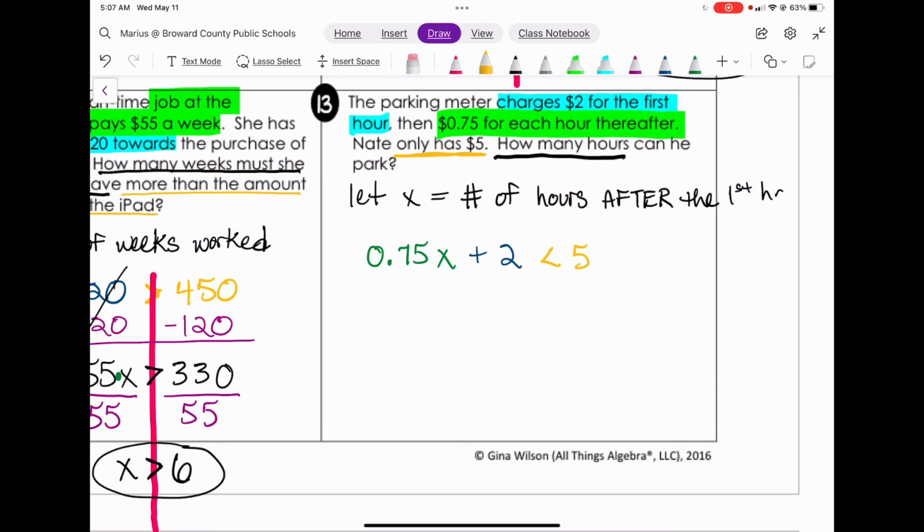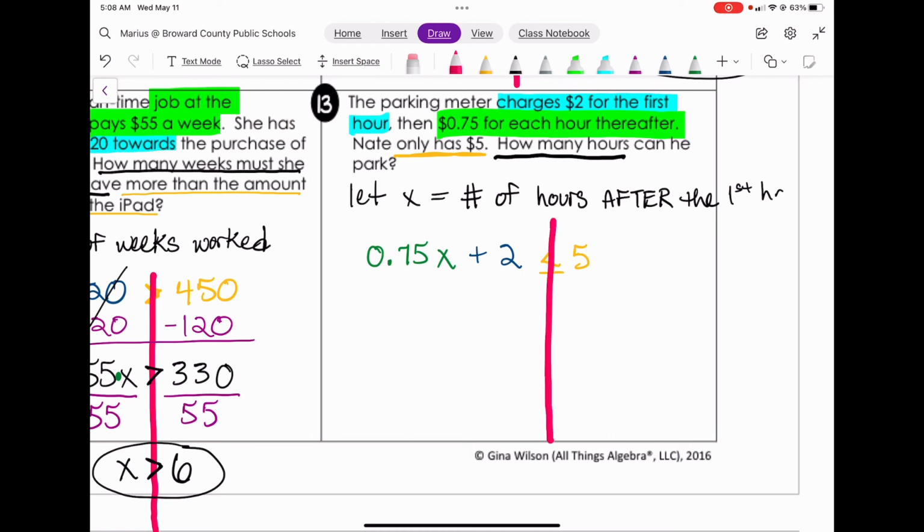Now, could he spend exactly $5? Maybe. But we know it can't be more than. So it has to be less than or equal to 5. All right? Now that we've set that up, we can go ahead and solve our inequality.